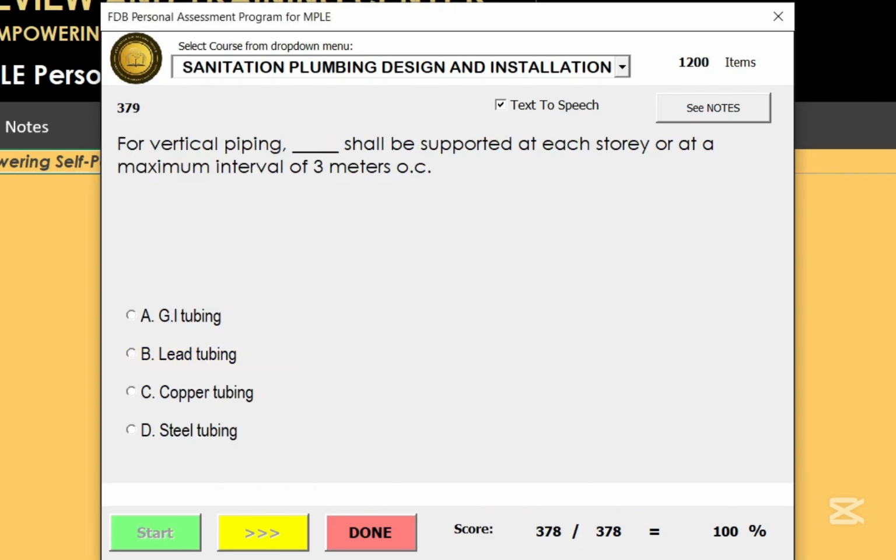For vertical piping, blank shall be supported at each story or at a maximum interval of 3 meters OC. A. G.I. tubing. B. Lead tubing. C. Copper tubing. D. Steel tubing. Please pick your choice.